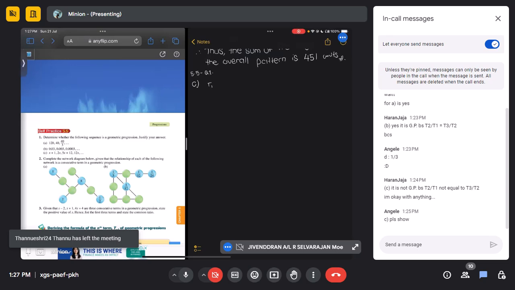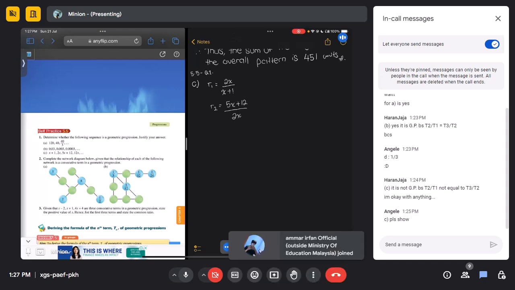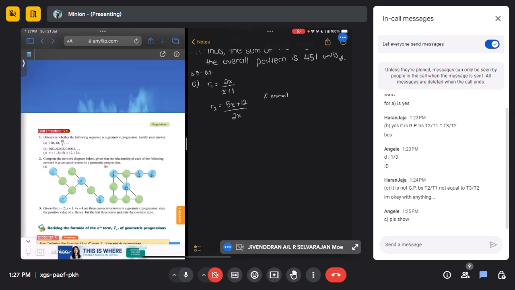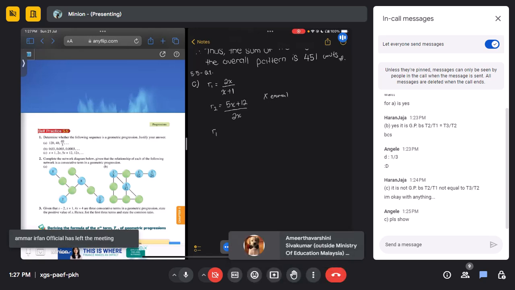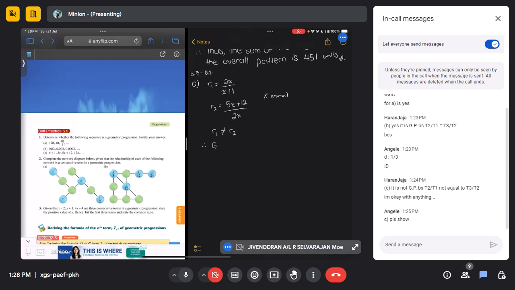So R1 is equivalent to 2x divided by x plus 1, right? Okay, so R2 is equivalent to 5x plus 12 divided by 2x. If you see both of these, R1 and R2 are not equivalent. So R1 is not equivalent to R2, therefore it is not a geometric progression.